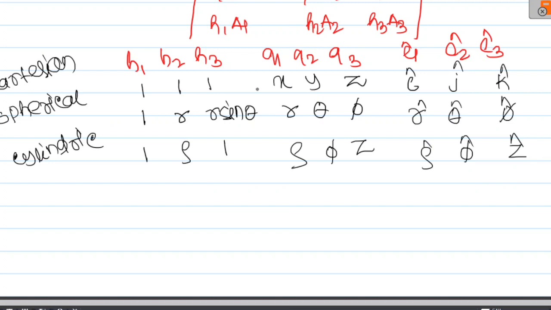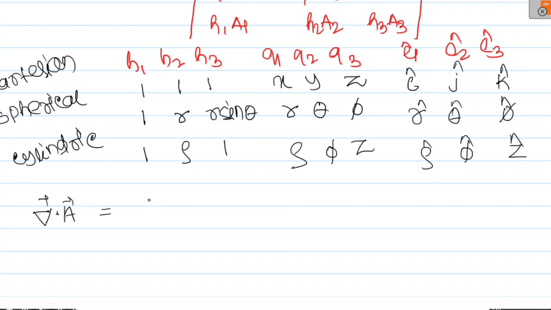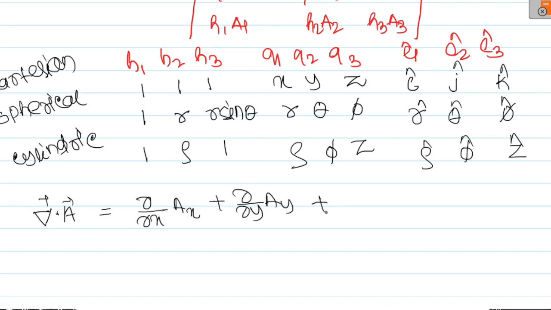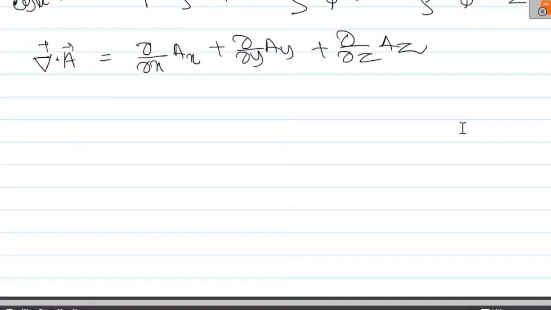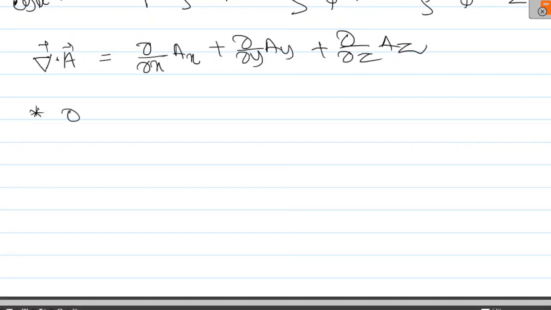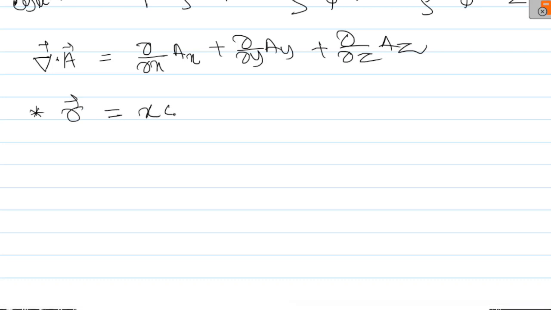Now using this, you can easily write that divergence of any vector A in Cartesian coordinate system is del Ax by del x plus del Ay by del y plus del Az by del z. Here our vector is the position vector, and the position vector in Cartesian coordinate system is expressed as x i cap plus y j cap plus z k cap.